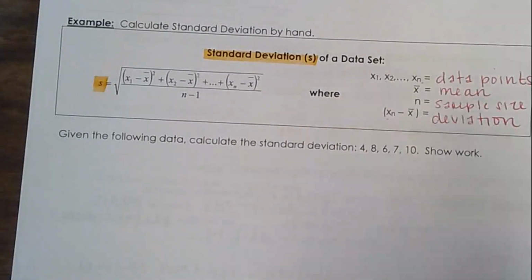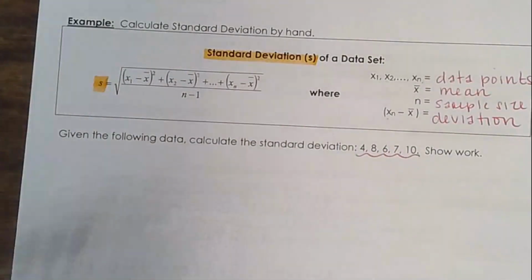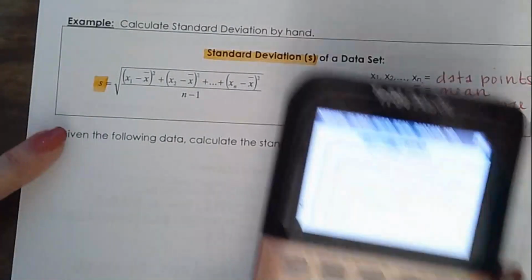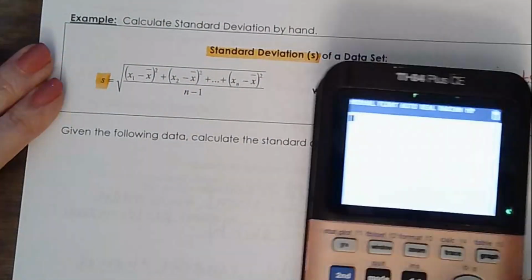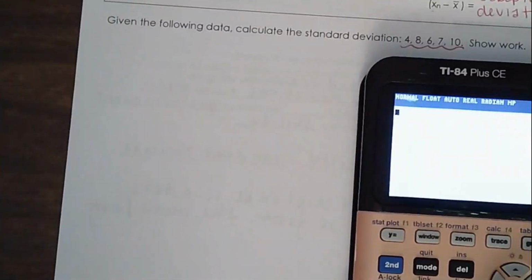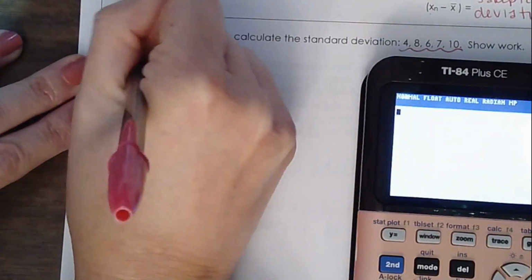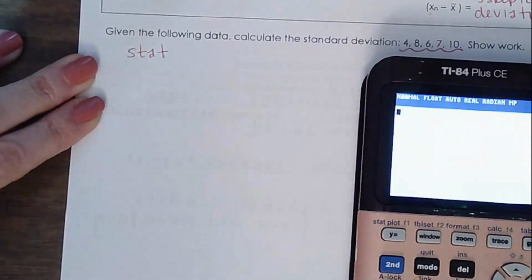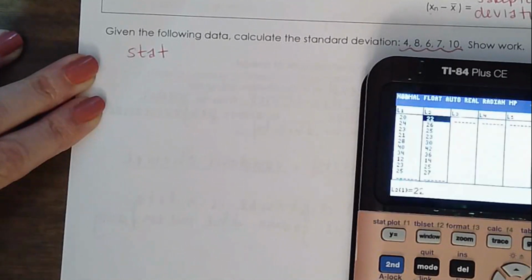Okay, here we go, guys. I'm going to show you how to do this in your calculator. First thing we do is put that data in a list. If you need to, write down the steps. But how do I put the data on a list? Where do I go? Stat. And then what? What do I do next, guys? Yeah, edit.